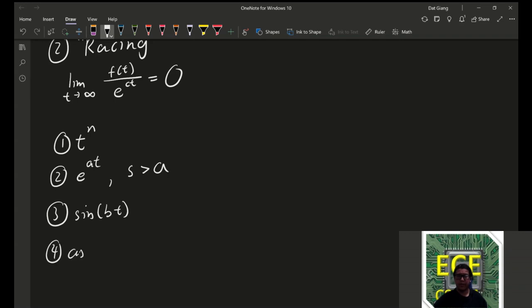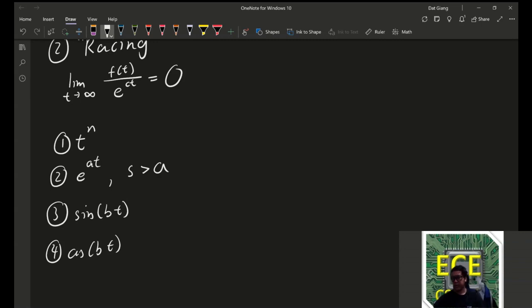Four, cosine of bt. And actually, these are the main four. There are a few other ones, such as the step function, the delta function, and subsequently combinations of them. But for now, these are the common four that we would care about. And then perhaps later on we'll see what their Laplace transforms are.